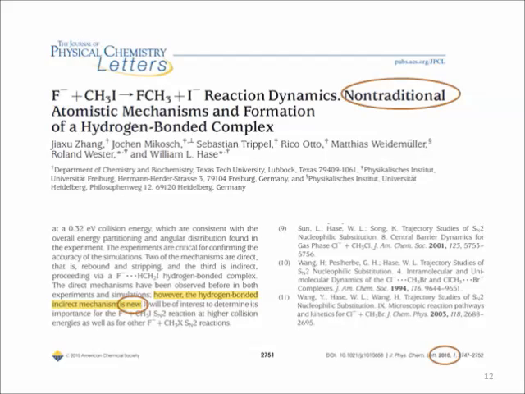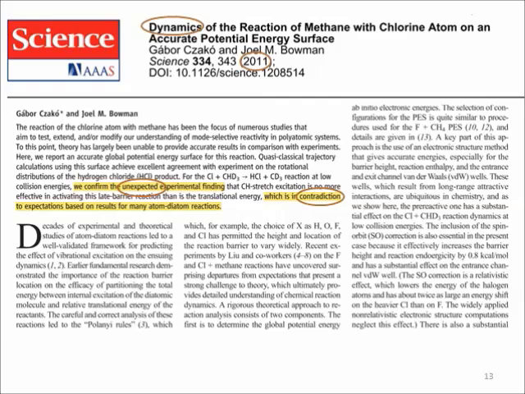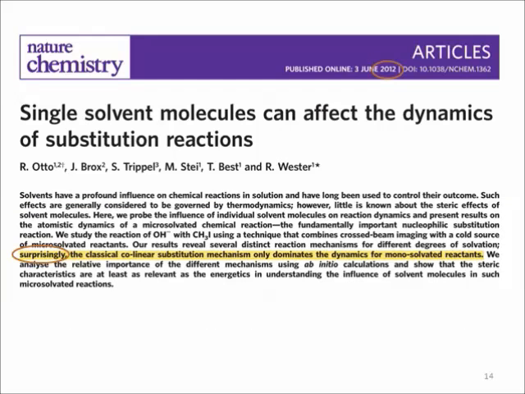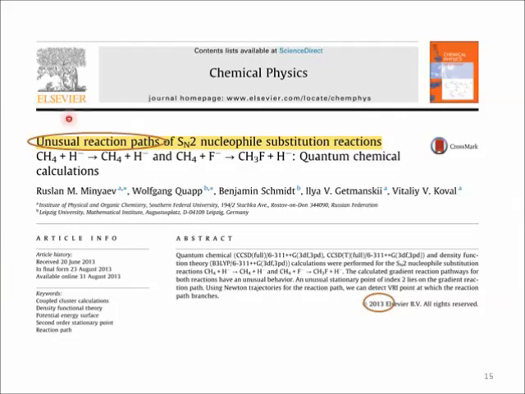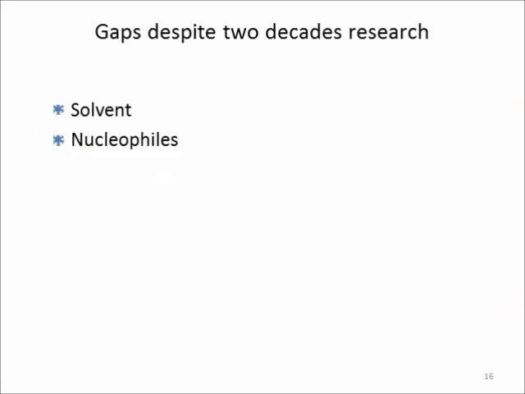It is important to highlight that research in SN2 reactions is not new. Still, new findings are being made. This paper makes mention of non-traditional atomistic mechanisms. In another paper, they confirm unexpected experimental findings in contradiction to expectations. Here, the authors are surprised with their findings. This paper makes mention of an unusual reaction path. Nevertheless, there are gaps in our understanding of SN2 reaction, especially in terms of solvent and nucleophiles.